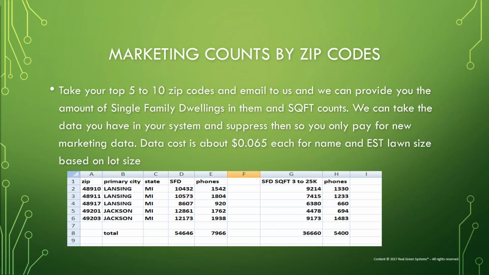So looking at that, we want to go in and select, let's say, your top 5 or your 10 zip codes. You can email that to us, and then we can provide you a count of the single family dwellings and what that looks like with a square footage in there.